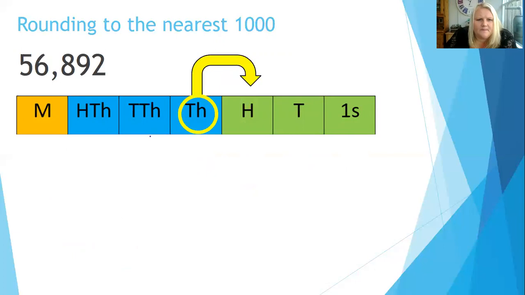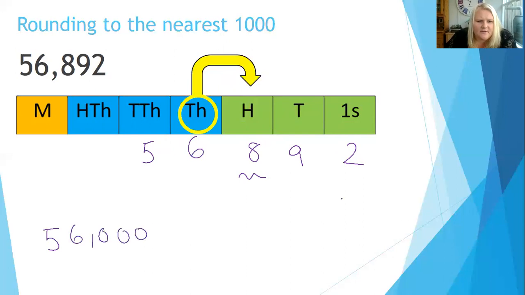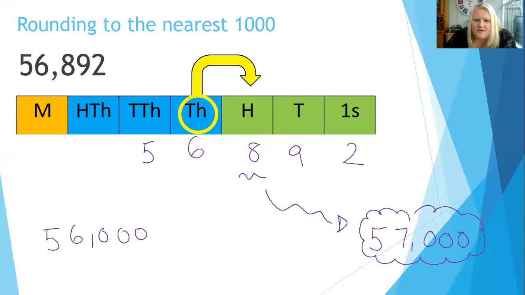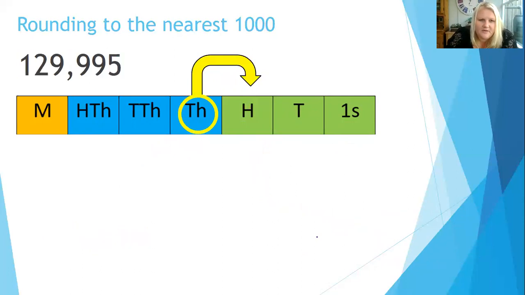Let's do another one. 56,892. Again, I've got my arrow. I know I'm going to be looking at this one. What are the options going to be? Well, 56,000. And if we count up in thousands, it's going to be 57,000. Okay, we've got 800 or 8. 800, does 8 round up or does 8 round down? 8 rounds up. So we're going to round up to 57,000. Okay. If that was a bit quick, you can always go back, and remember you can always go through the video again. One more here.